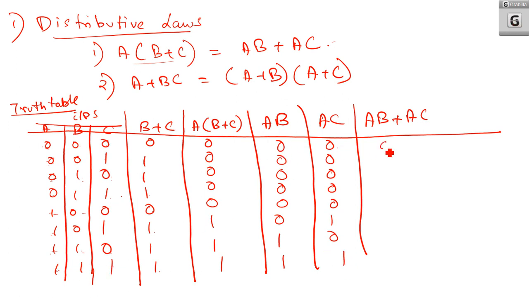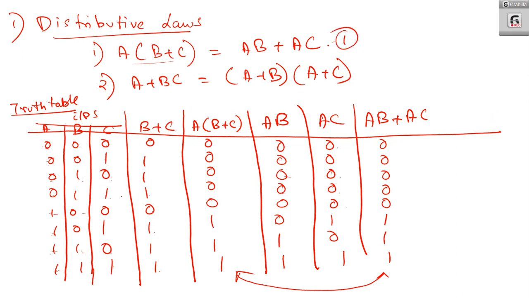Now come to AB or AC. That is 0 or 0 is 0, and so on, giving 0 0 0 0 0 1 0 1. Now we can see that these two columns are exactly the same, which proves that A and (B or C) is the same as A and B or A and C. Okay, so that is the proof of the first law.